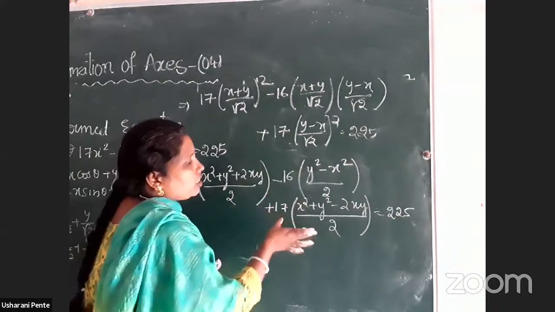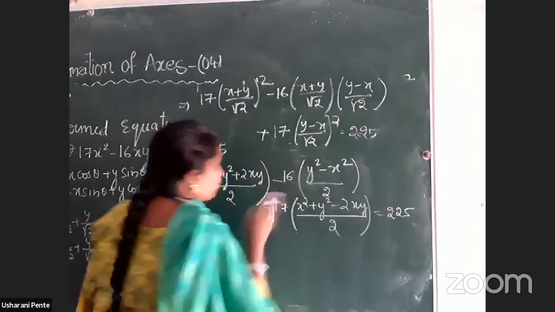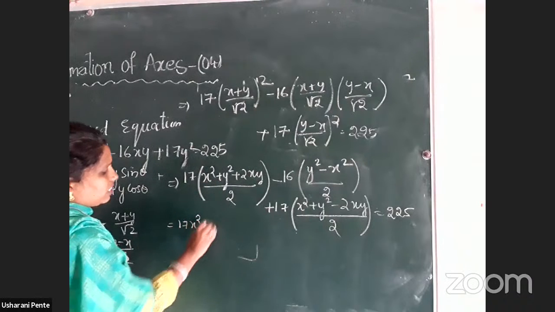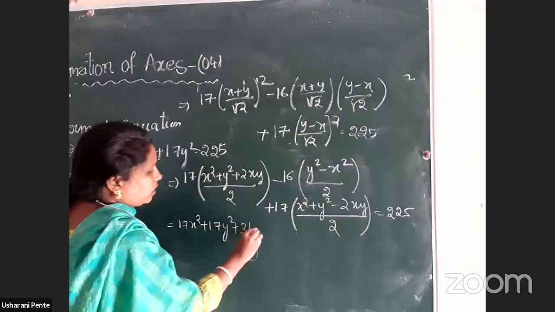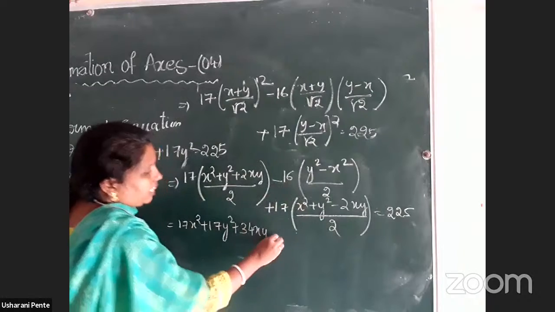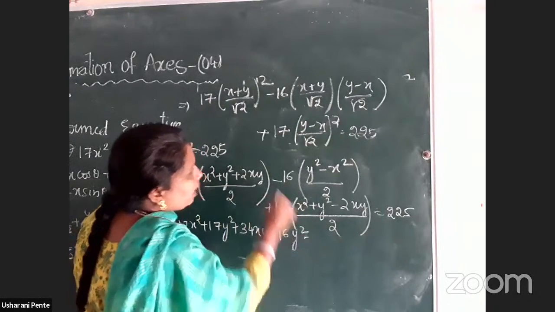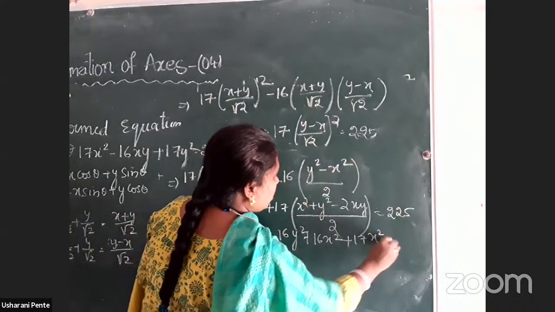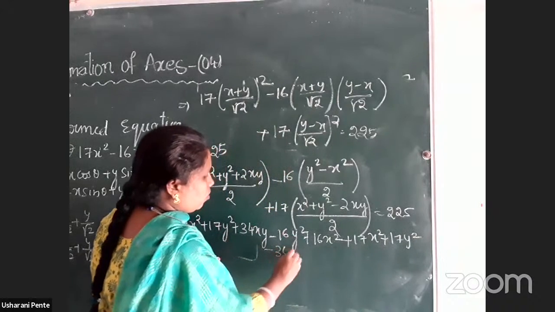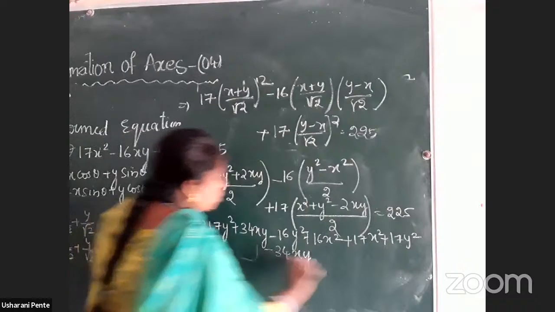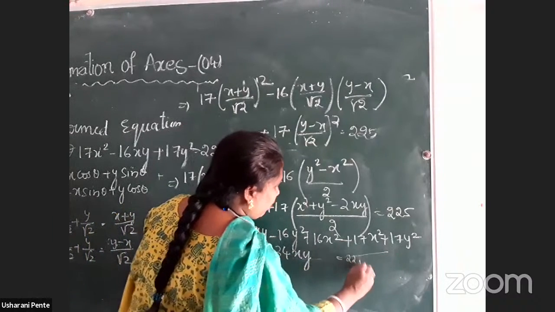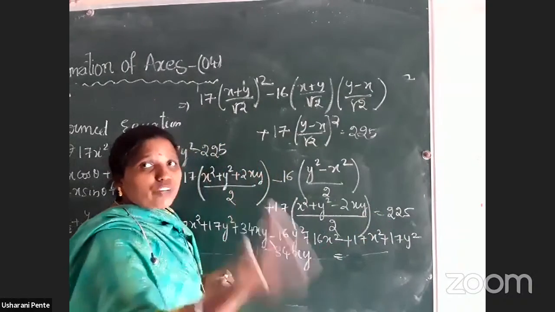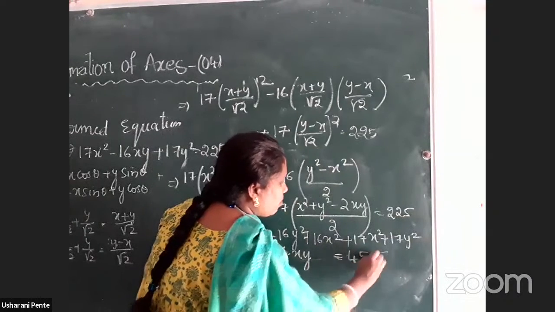As the denominators are all 2, we take that term to the other side, and 225 becomes 450. Multiplying out: 17x square plus 17y square plus 34xy, minus 16y square plus 16x square, plus 17x square plus 17y square minus 34xy, is equal to 450.